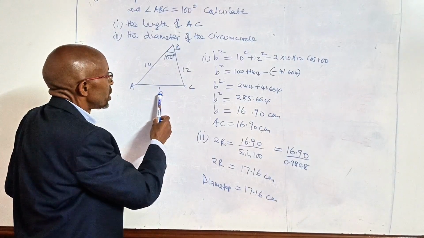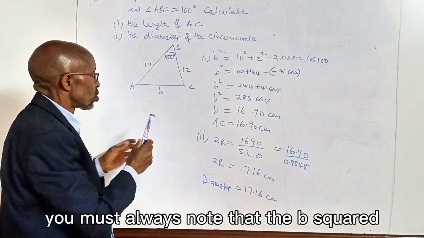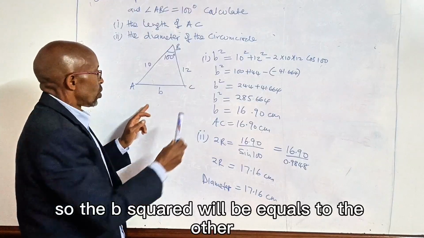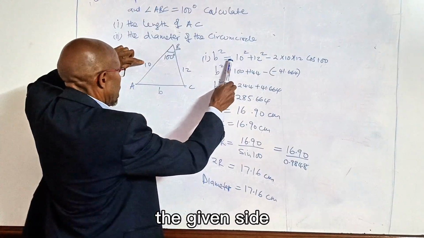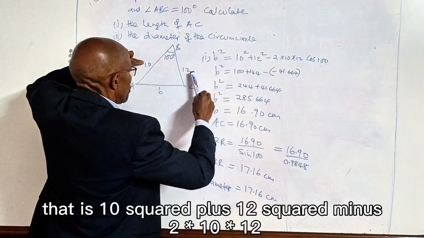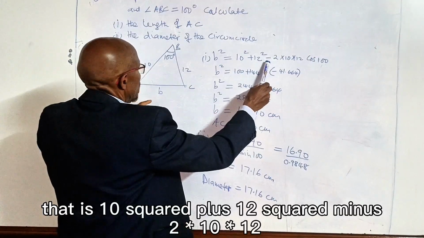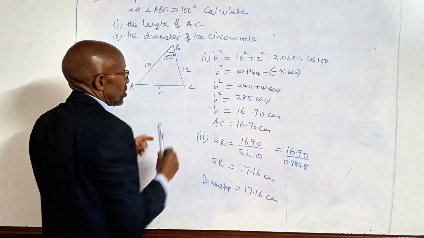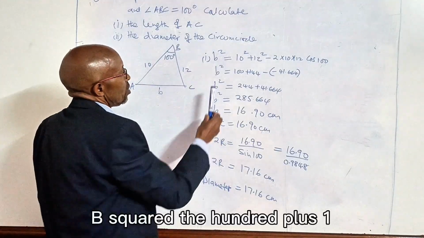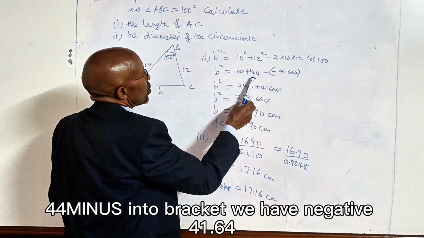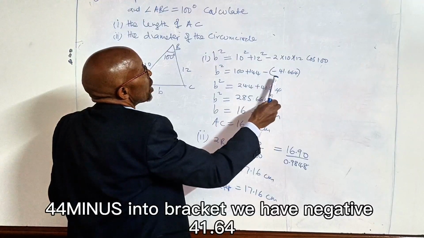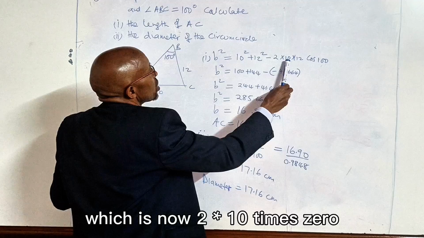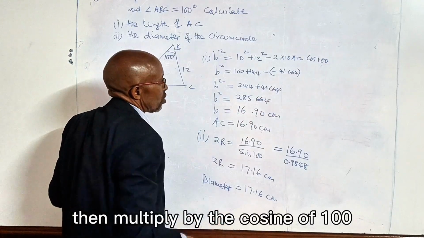So b squared. You must always note that b squared, then at the end you have the cosine of 100. So b squared is equal to the given sides, that is 10 squared plus 12 squared minus 2 times 10 times 12 cosine of 100. So b squared is 100 plus 144 minus, in brackets, 2 times 10 times 12, then multiplied by the cosine of 100.